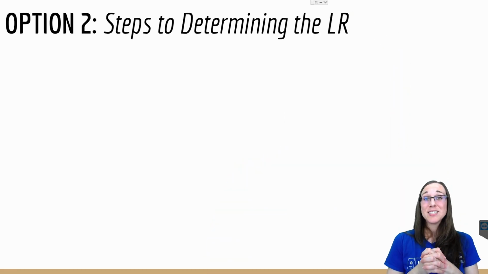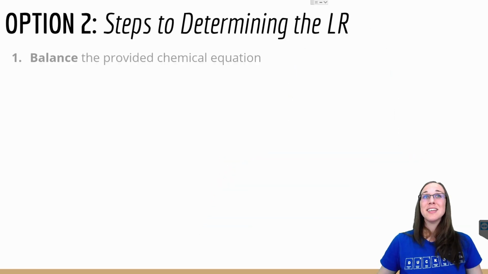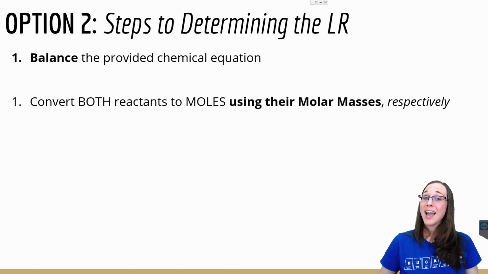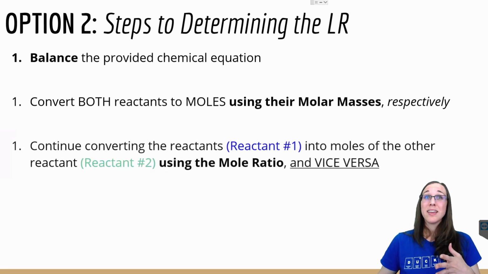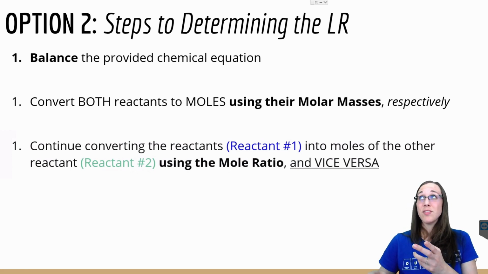Now let's move on to what I consider to be the more challenging method. But if you'd like to use this method, if it makes more sense to you, here it is for you. Option 2 of learning how to determine the limiting reactant. Step 1 is to balance the chemical equation, just as it was before. Step 2 is to convert both of the reactants that you were given to moles using the molar masses. So basically the first thing we did in our dimensional analysis problem. Step 3 would be to continue converting the reactants, like reactant 1, into moles of the other reactant.